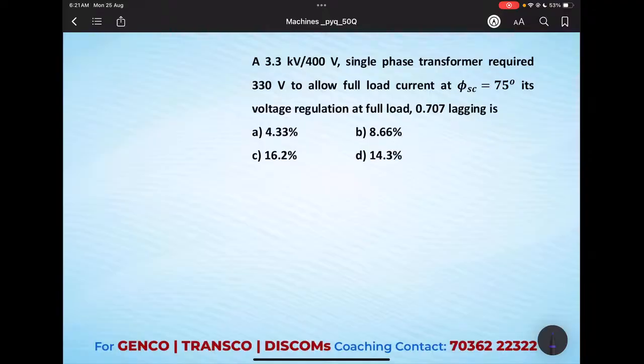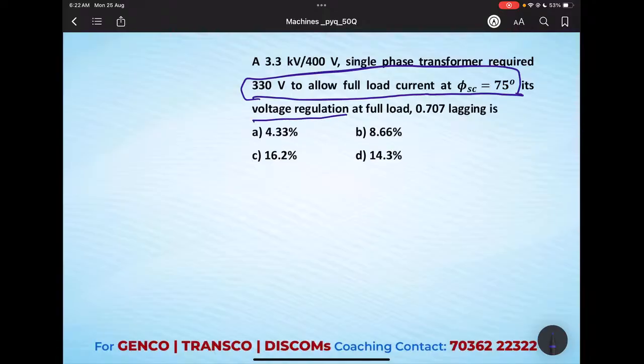Okay, it is a combination of 2-3 concepts. You need to break down the question. We will go step by step. First, what they are telling is full load current at phi SC. If you apply 330 volts at the primary side, it is going to drive rated current in the secondary side, and the angle between the voltage and current phasor, phi SC, is going to be 75 degrees. And one more concept they are asking about is voltage regulation.